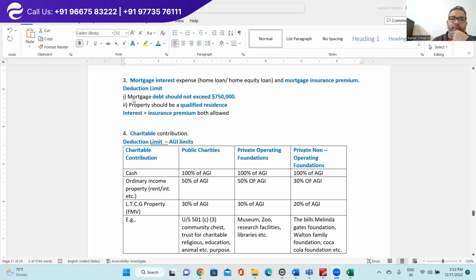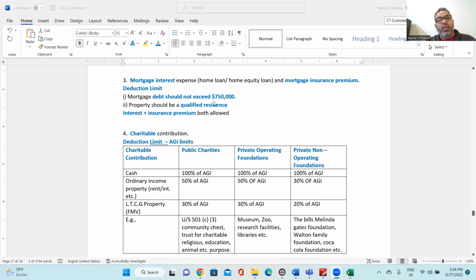The deduction limit is that mortgage debt should not exceed $750,000. If you are taking a loan to purchase your home for more than $750,000, that means you are buying a luxury home. Right. So if you're buying a luxury home, then probably you have the money to pay tax, so the government does not encourage giving much deduction to them. But if your loan amount is less than $750,000, then you will get the benefit of interest paid and the insurance premium paid. And the property should be a qualified residence.